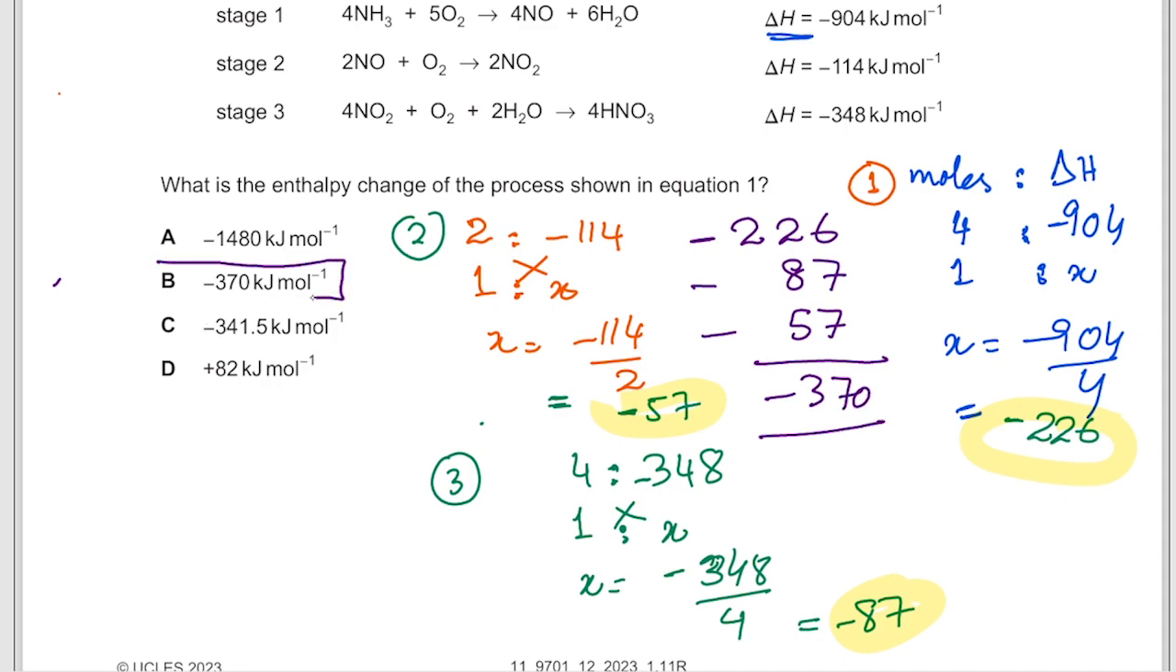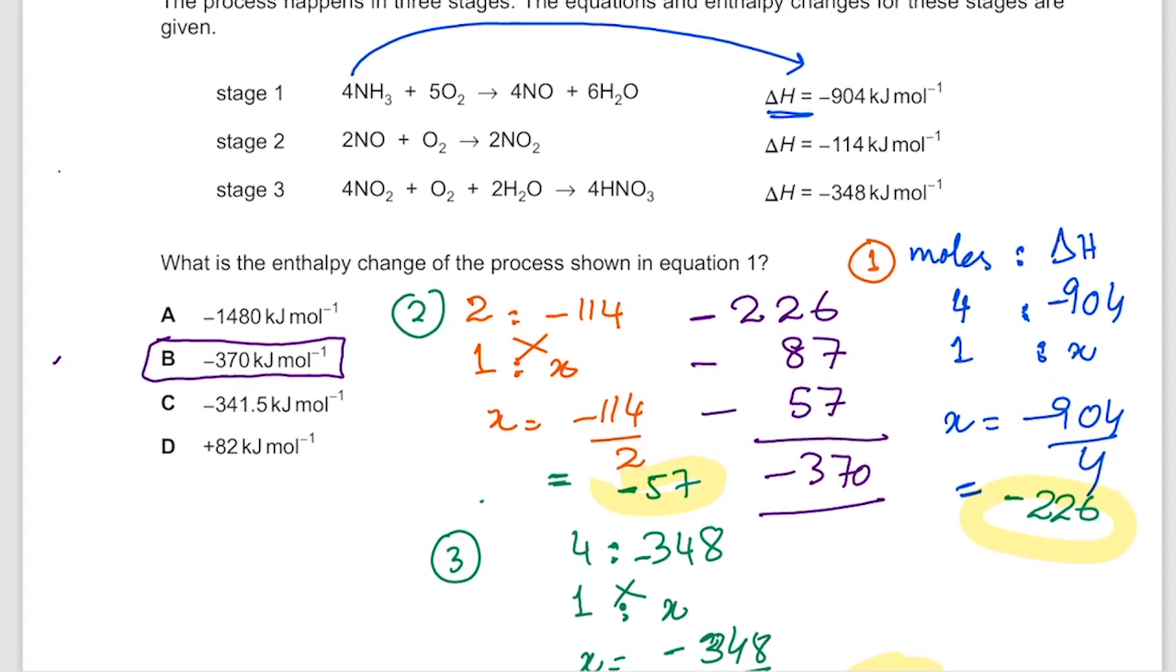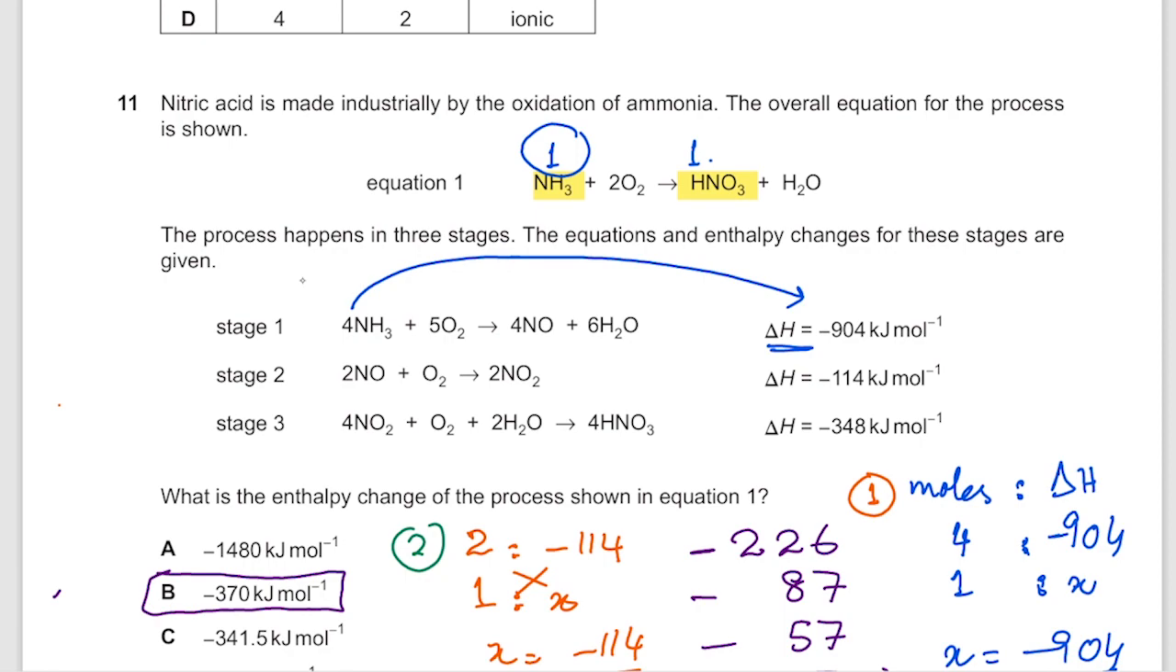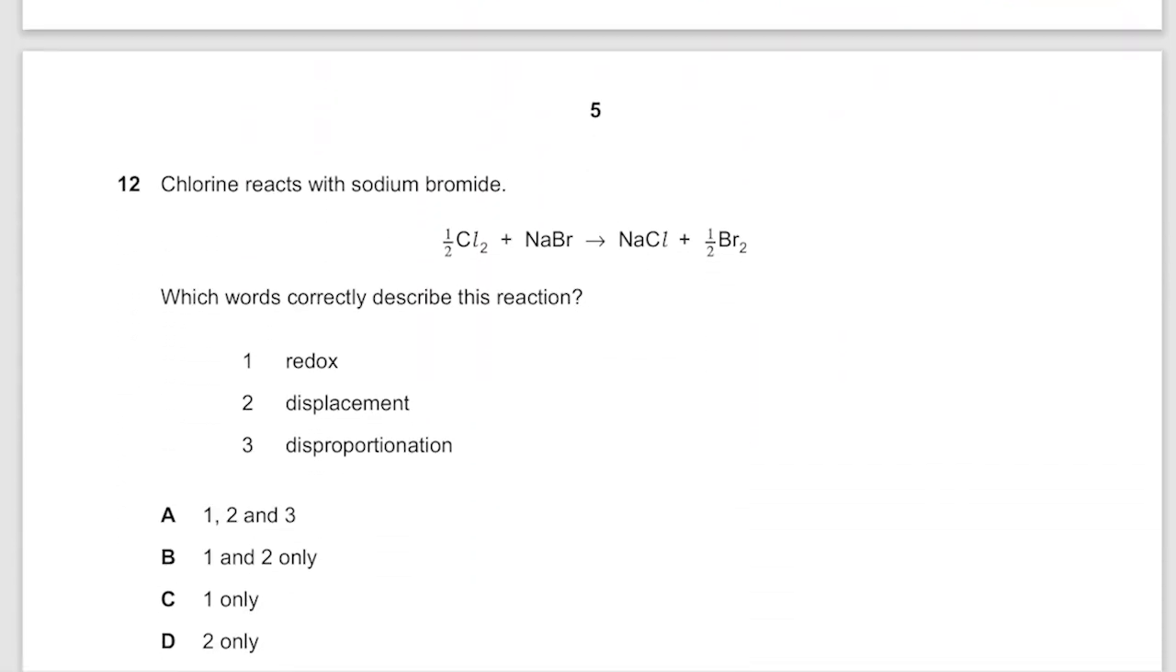So here is the question, that is question B. Which one is the correct option? Is it clear? Yes, ma'am. In the question, basically you have to read the question carefully. Nitric acid is made industrially by the oxidation of ammonia. So the overall process was there. We have to calculate it for 1 mole of ammonia to make 1 mole of nitric acid. So this was a question.